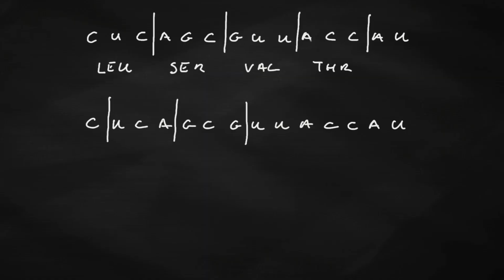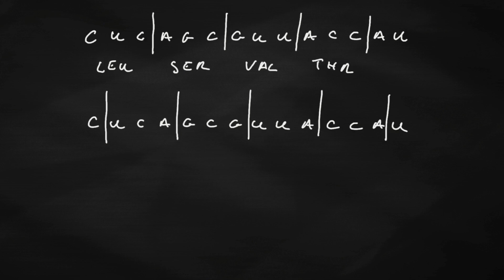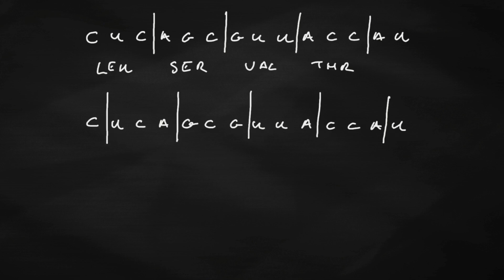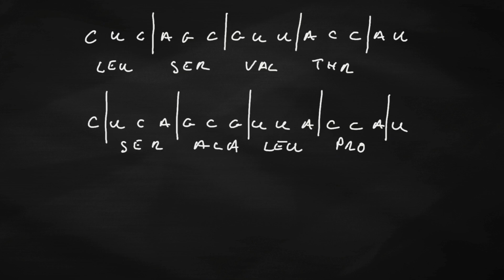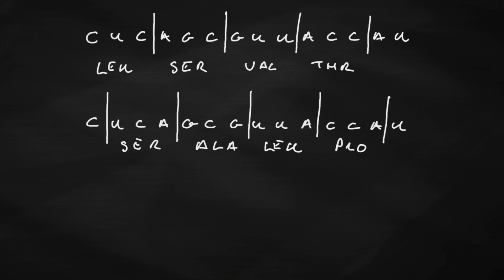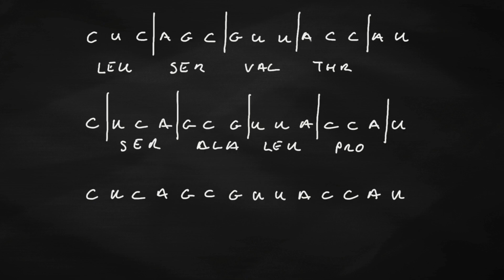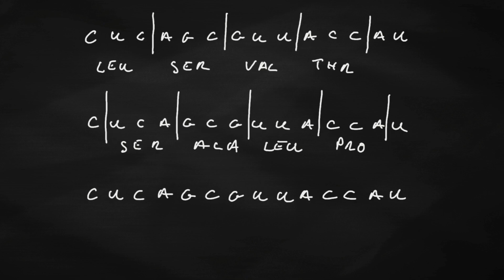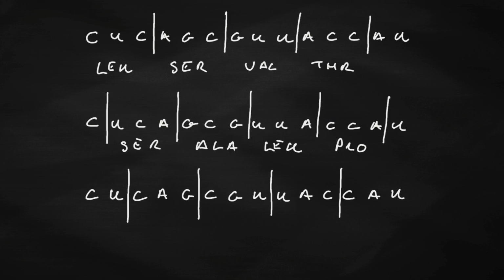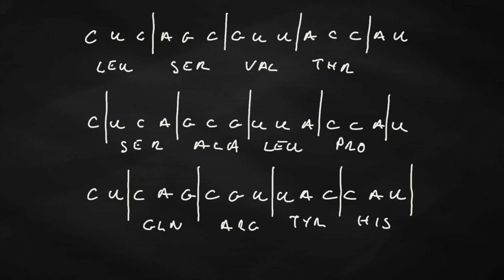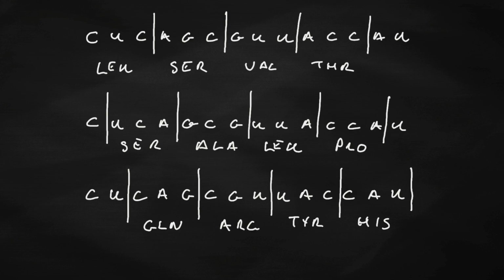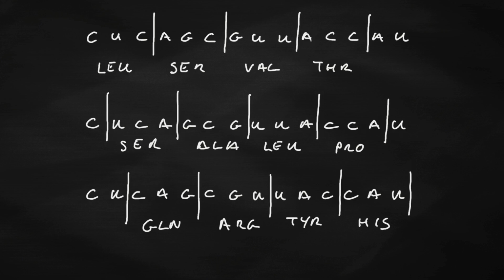However, we could start the codons here at the U, in which case we get different codons, which when translated give us serine, alanine, leucine and proline. Finally, we could move in 2 bases and start at the 3rd base. This gives us a different set of codons. And when we translate them, we get glutamine, arginine, tyrosine and histidine. So that gives us 3 potential reading frames per strand of messenger RNA.